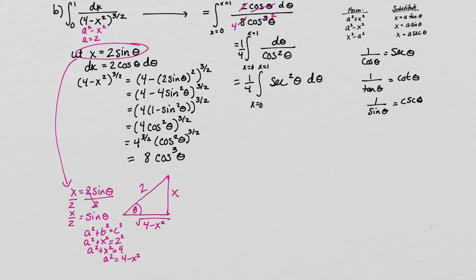Those are just the 3 basic reciprocal identities back from Math 127. Okay, thank you. No problem. The helpful thing about changing it into secant squared is we can just integrate secant squared. The integral of secant squared, as Sandra said, is tangent. So this becomes 1/4 the tangent of θ evaluated from x equals 0 to x equals 1.